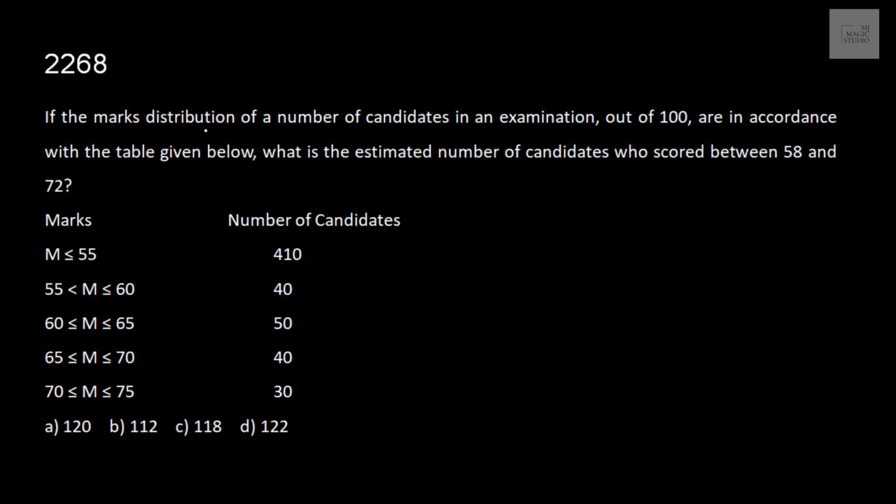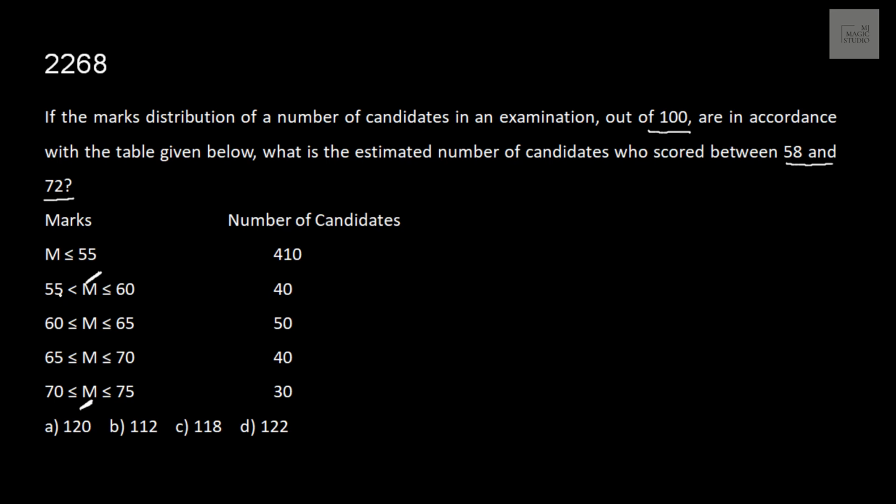If the marks distribution of a number of candidates in an examination out of 100 is in accordance with the table given below, what is the estimated number of candidates who score between 58 and 72? Now we can see that we require 58. 58 lies here somewhere, and 72 is here somewhere. Now we can average it out.